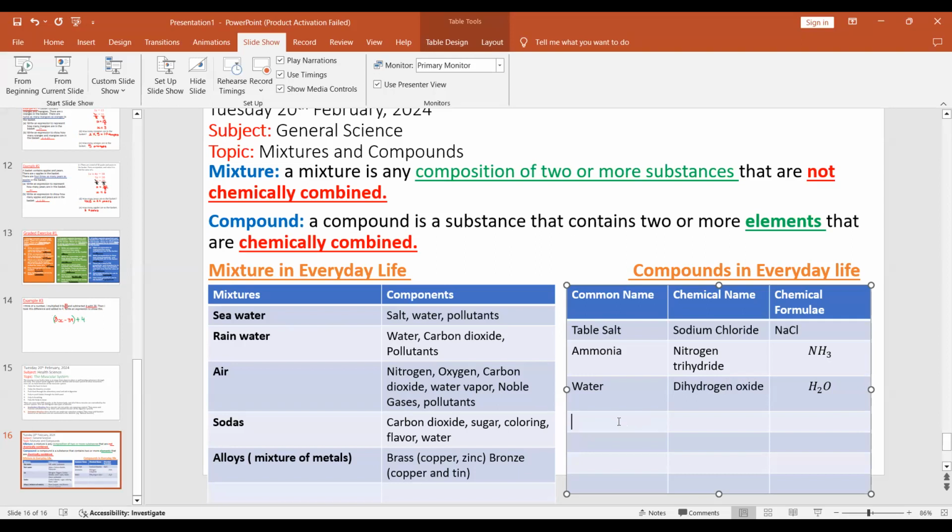And then this one is easy. Carbon dioxide. CO2.